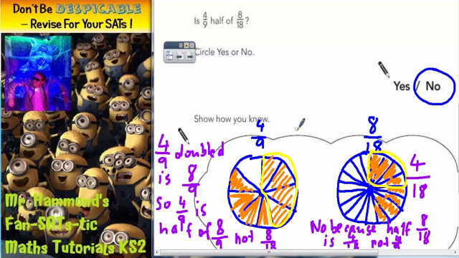But you've got to be very, very careful about thinking the answer is yes, just because 4 is half of 8 and 9 is half of 18. Just remember, if you've got 8/18 and you half it, you've actually only got 4/18 left.